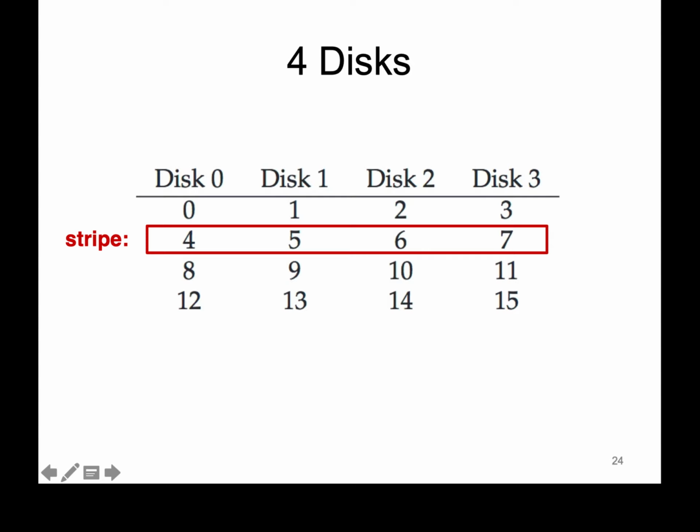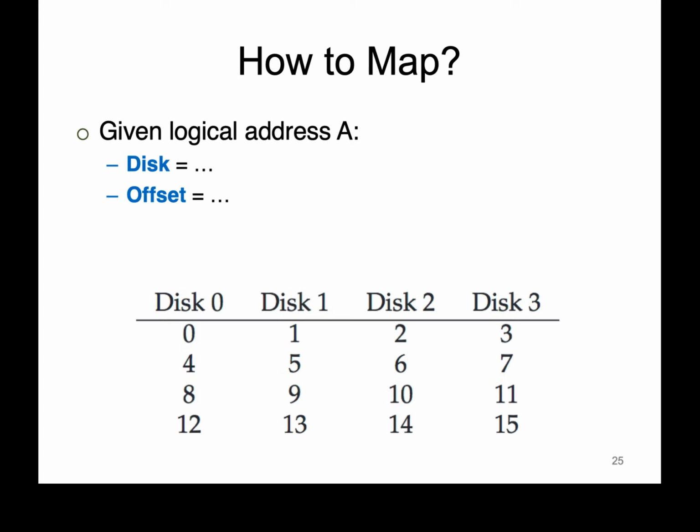And here, a row in this particular example is called a stripe. So a question naturally arises: how to calculate the stripe number, and how to calculate where exactly an address falls into which specific disk, as well as which specific offset within a particular disk. Well, given a logical address A, in order to calculate its disk number and offset number, we could just rely on these two formulas.